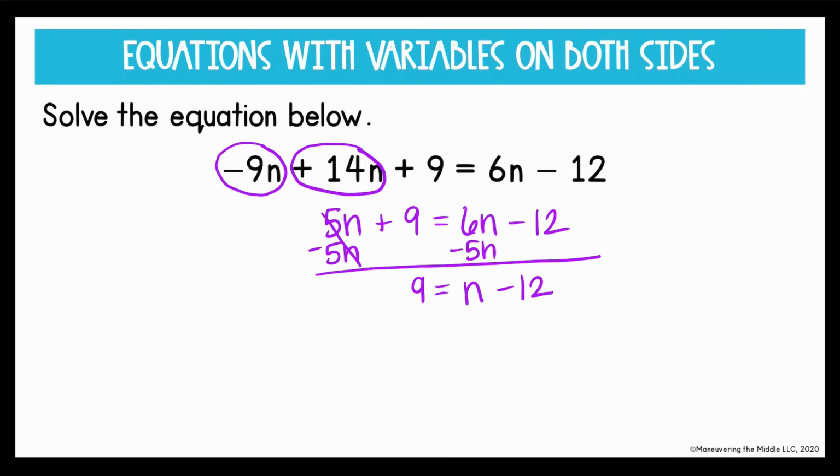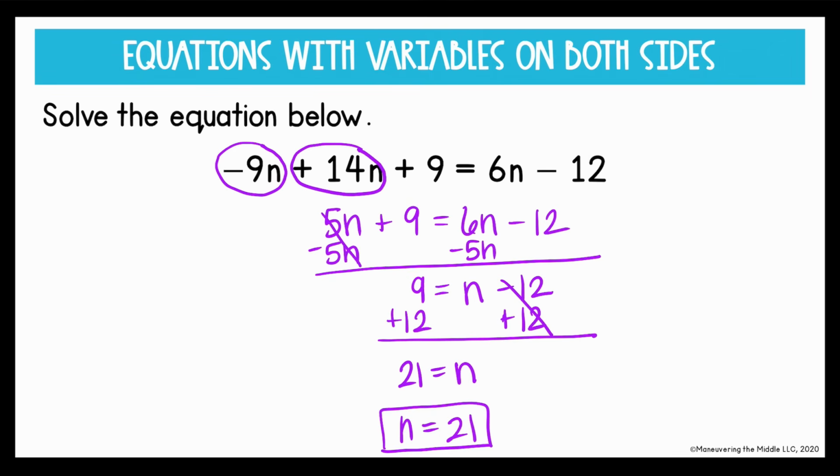Minus 12. Now we're trying to isolate the variable, get n by itself. So let's undo the subtraction of 12 by adding 12 to both sides. Here this cancels. 9 plus 12 is 21. So we know that 21 equals n, or let's always write the variable first. n is equal to 21.